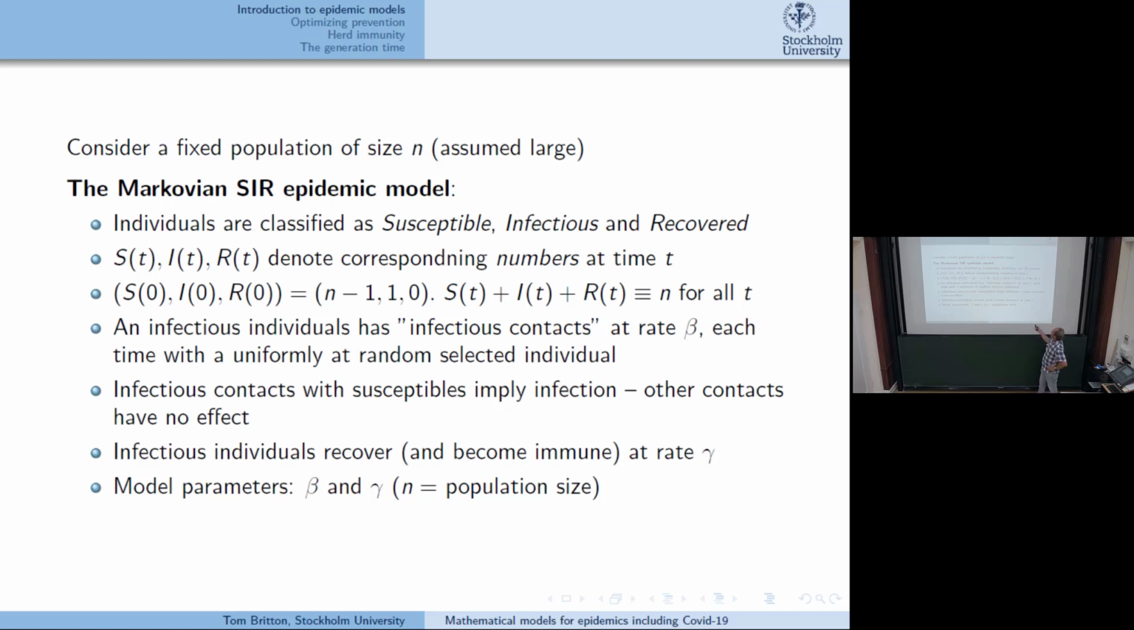And the other parameter is gamma, and that is the rate at which you recover. So the mean infectious period is 1 upon gamma.